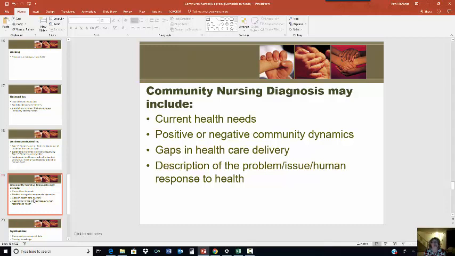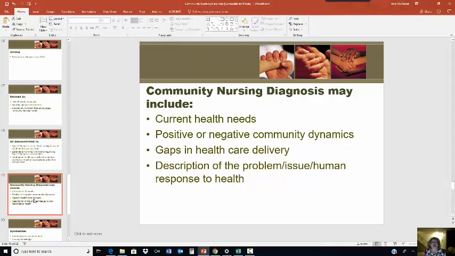So your community diagnosis may include current health needs. There's a need for health education. There's a need for diabetes education. There's a need for asthma education. There's a need for whatever type of issue that there is. Positive or negative community dynamics, like the negative community dynamics in the nursing diagnosis were that people saw diabetes as inevitable, and there weren't any options for getting healthy food. What kind of gaps are there in healthcare delivery? So that could be part of your problem there.